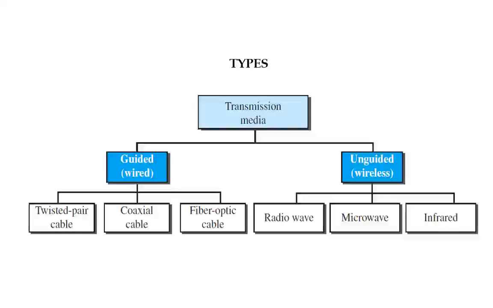Transmission media is classified into two major parts. One is guided, another one is unguided. Otherwise we can call it wired or wireless medium. Under wired medium we have certain cable types like twisted pair, coaxial and fiber optic, which use material and physical laying of cable. In unguided wireless media we don't lay any cable. Instead we use wireless devices that work on radio wave, microwave and infrared wave.